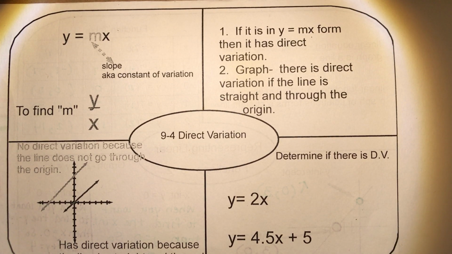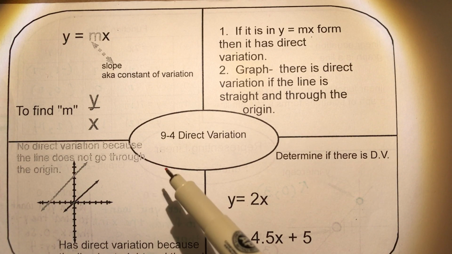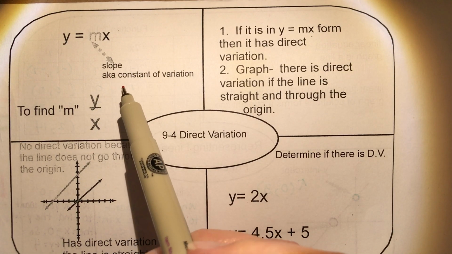All right, guys, today is Chapter 9, Lesson 4, Direct Variation. Bear with me, this is probably going to get a little long just because there's so much teaching involved in this lesson. Couple things. So yesterday you worked on slope, and slope has another name.